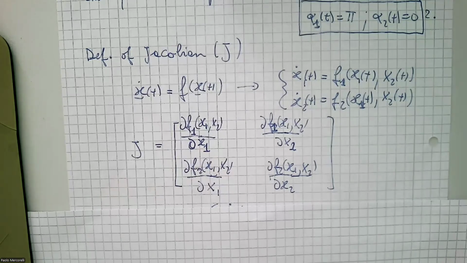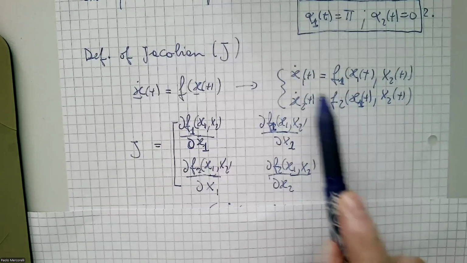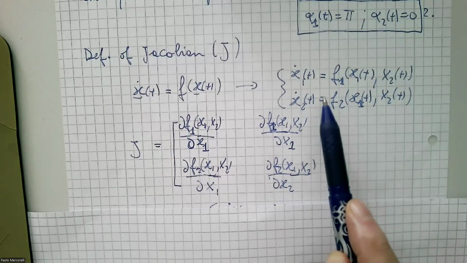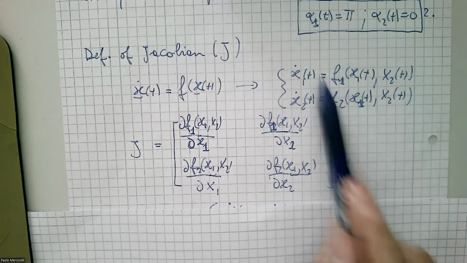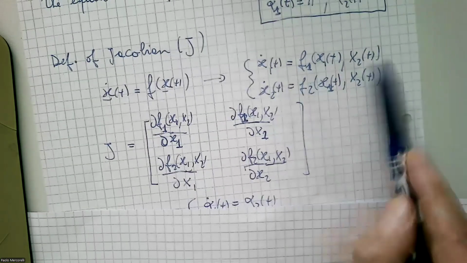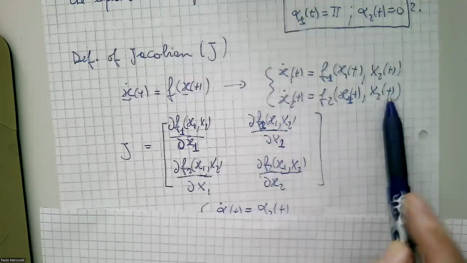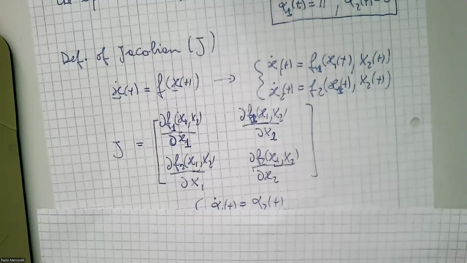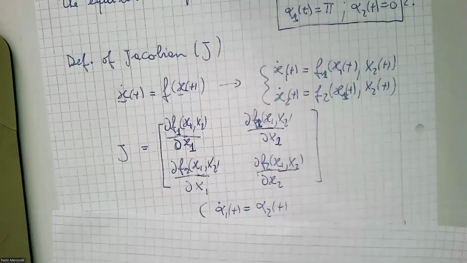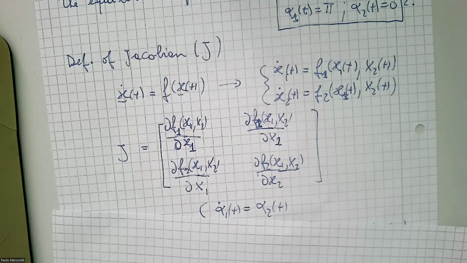This is our system, which in our case can be seen split in two parts. Do you remember? Alpha 1 derivative, which is x1 derivative, equals alpha 2, which is our f1. And then we have alpha 2 derivative equals the relatively complex expression. What is the Jacobian of our system? You remember the Jacobian is the matrix of the partial derivatives.